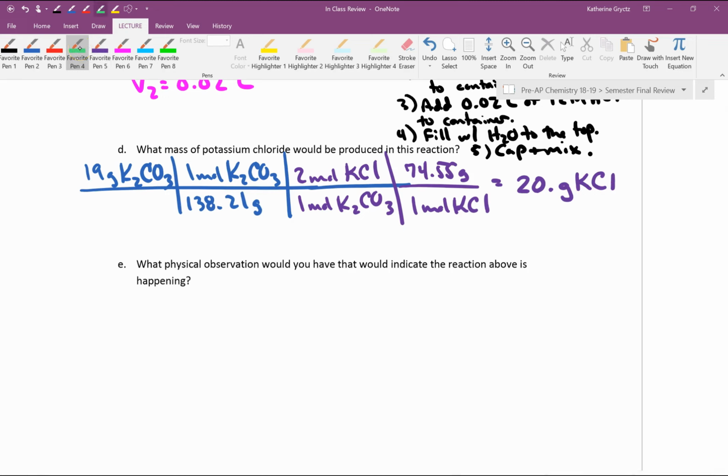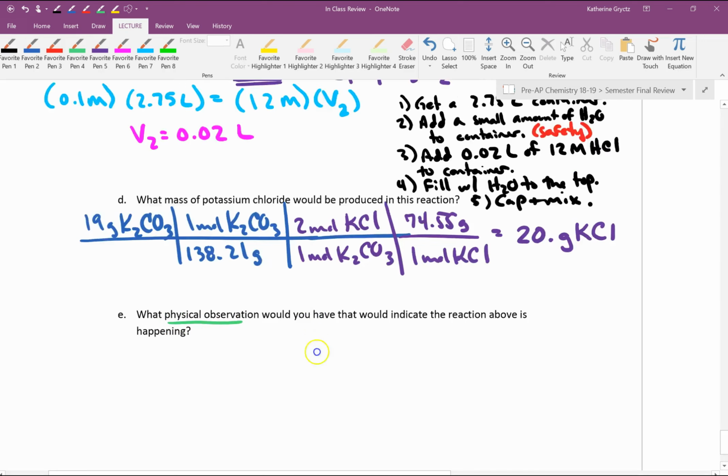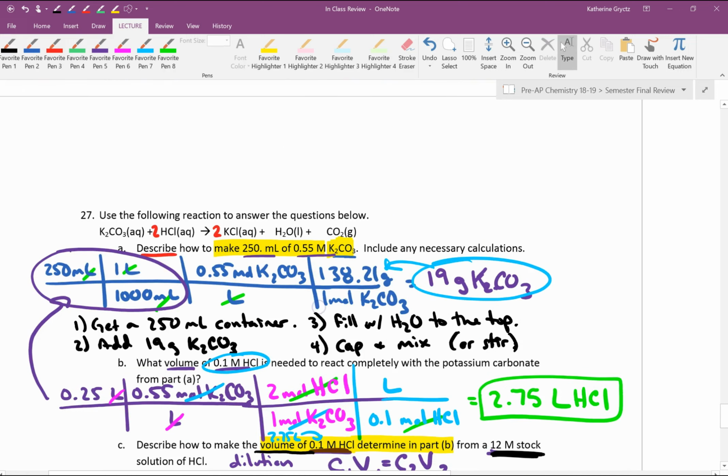All right, and the last is what physical observation would you have that would indicate the reaction above is happening? So I need you something you can see, hear, smell, touch. Something like that. We're not going to taste any of it, but physical observation that something above is happening. And so if you look at the reaction above, you actually have to pay attention. Everyone's different. Every reaction is different here, so it's not the same answer all the time. So what would you physically see happening if you were going to watch this reaction? So this guy, we would start out something dissolved in water and another thing dissolved in water. So we'd have 2 solutions. We wouldn't necessarily be able to tell the difference.